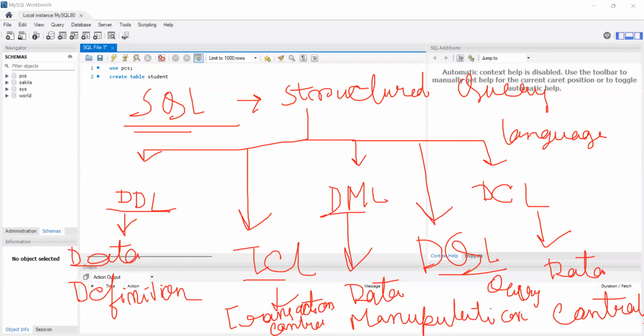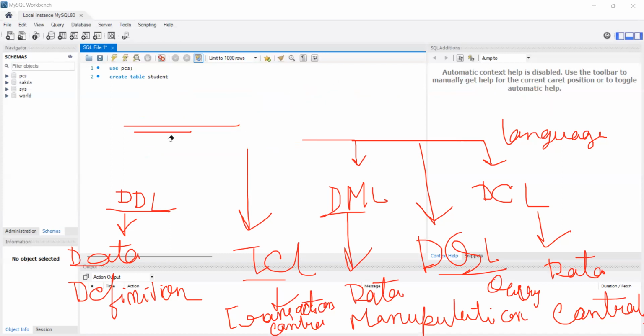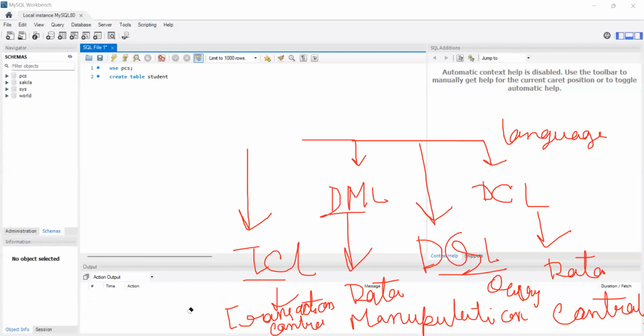Write it, everyone. Whether you are writing or taking a screenshot, whatever you do, please do it, because I will clear the screen and then go again part by part. Done, sir. Okay. Make a heading of DDL.